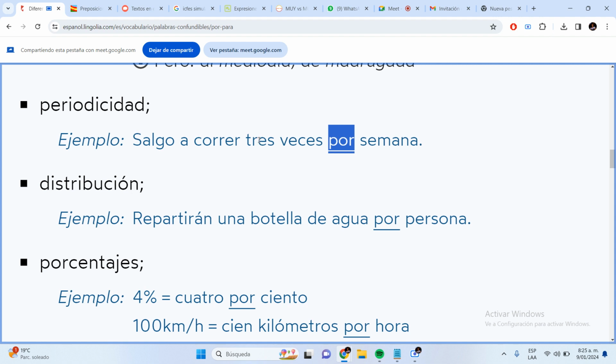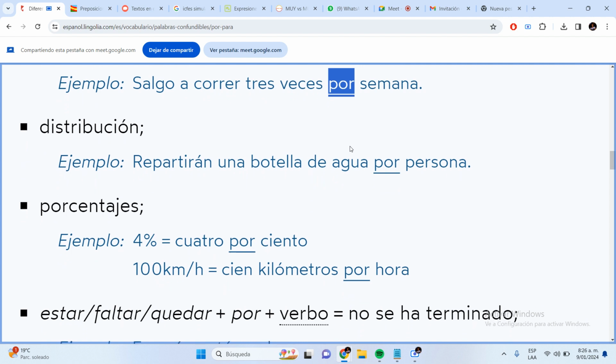Or if you want to say, I go to the doctor 2 times a month, or 1 time a month, you can say, voy al doctor una vez por mes. Because if you say it in English, you don't use any word to connect the time and the week or month or year. But in Spanish we use por to connect them. Okay.